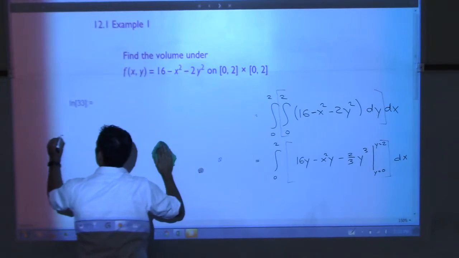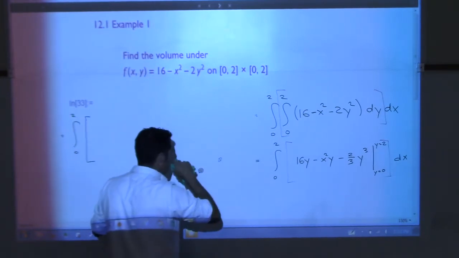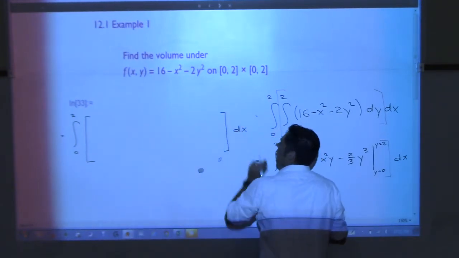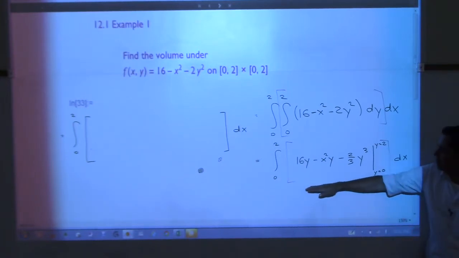So this equals, I still have this outer integral from 0 to 2. Here's my bracket. And then I'm going to make a lot of room here. Bracket, and then I'm going to put my dx. So I still haven't even messed with the outer integral. Just working with what's in here.